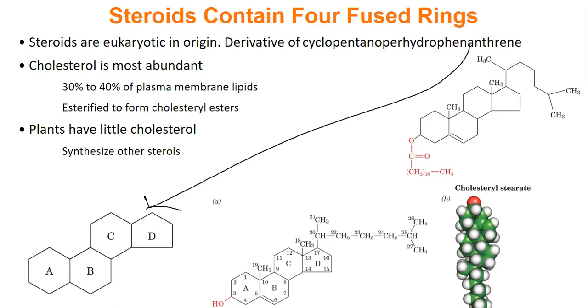Our most abundant steroid in our body is cholesterol. I'm sure you've heard about cholesterol a lot. Those of you who take Biochem 2, I will tell you all about why cholesterol is bad for you and how to get rid of bad cholesterol and those blockages in your heart that you might have growing right now. But that's a discussion for next semester. Cholesterol makes up about 30 to 40% of the lipids inside your plasma membrane. And these things are very important.